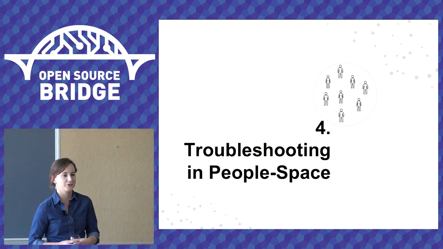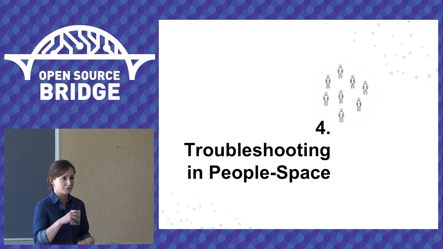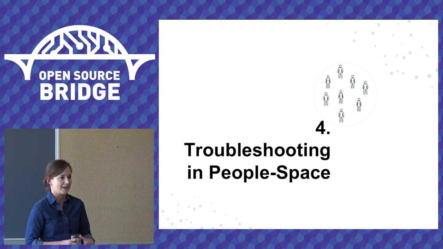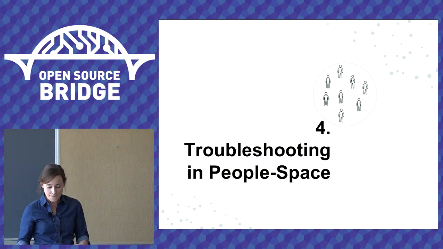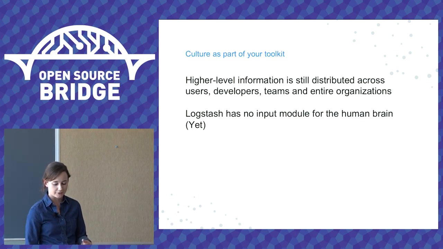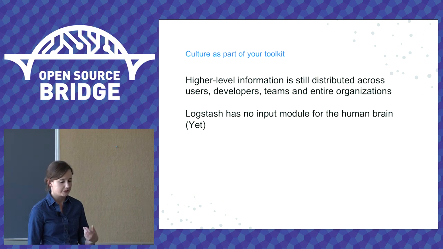And so troubleshooting with logs is all well and good, but we live in people space and working towards your technical problems happens in people space as well. So I really believe that culture is part of your toolkit as a software team. Information is distributed across users, developers, teams, and entire organizations. And so getting that information, making that accessible easily and in a timely manner is really important for fixing problems.